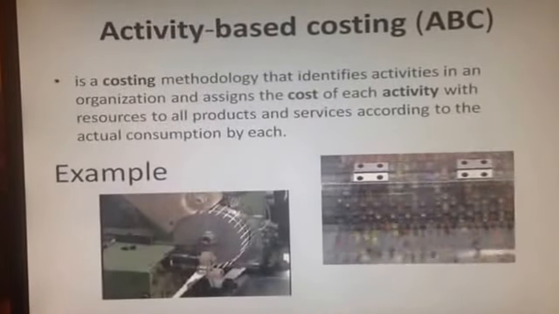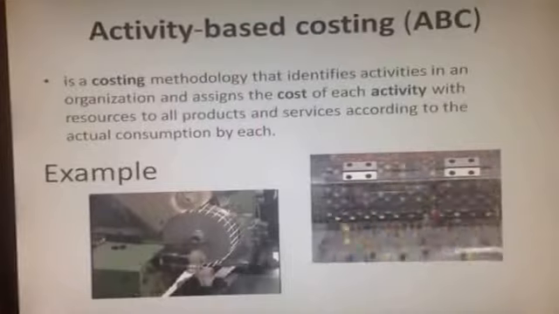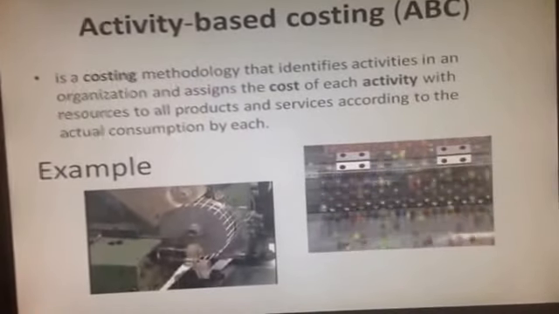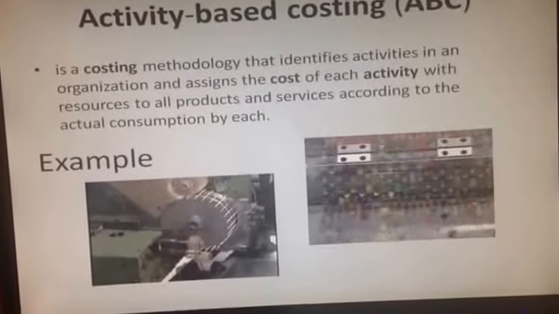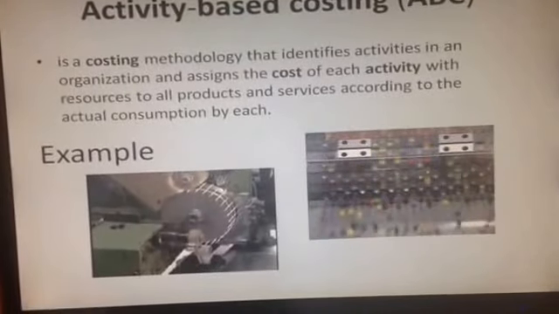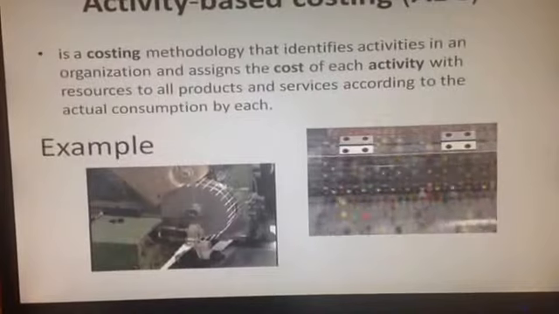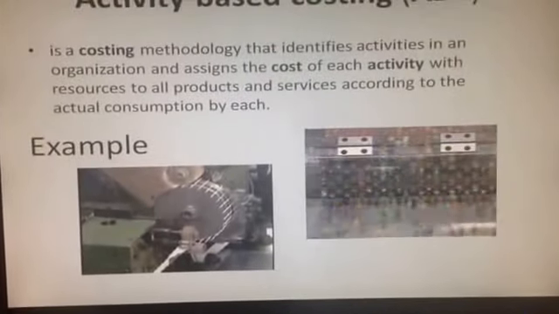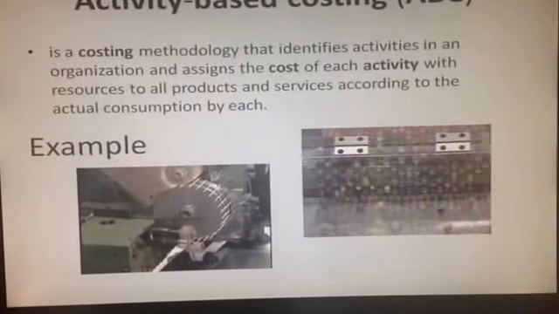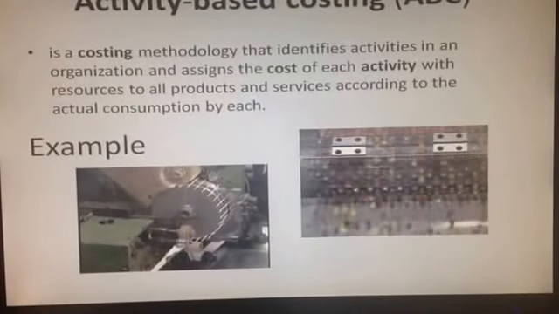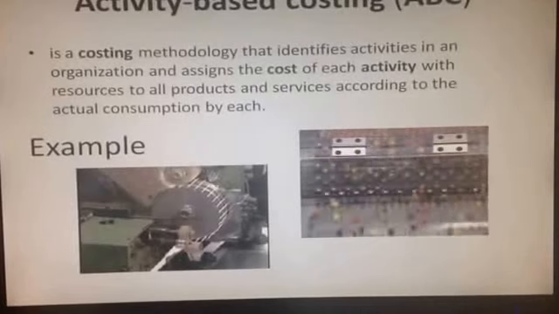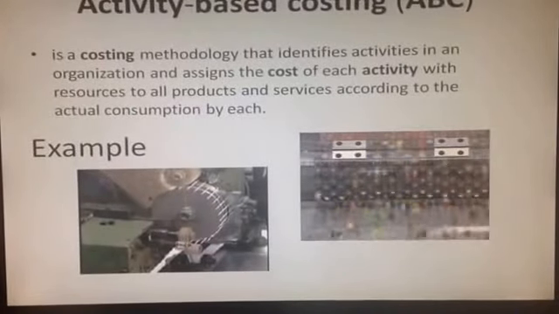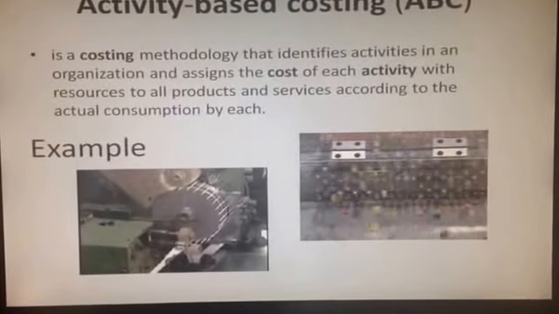Now we need to define activity-based costing. Activity-based costing is a costing method that identifies activities in the organization and assigns the cost of each activity with resources to all products and services according to the actual consumption by each. Basically, it is the method for assigning costs of products, service projects, tasks, or acquisitions based on the activities that go into them and the resources consumed by these activities.